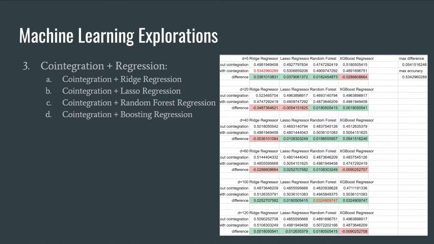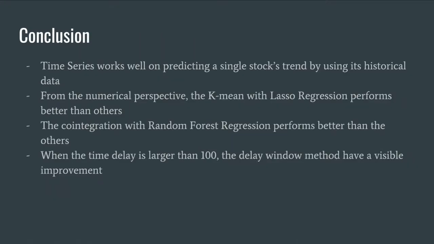And we then tried using co-integration, which is also a way of finding correlations between stock data. We can see on the right-hand chart that the majority is still shaded green, which means that adding co-integration to the regressions increased our prediction accuracies in general. The maximum increase we got was 5.4%, and the maximum prediction accuracy we can get is 53.4%.